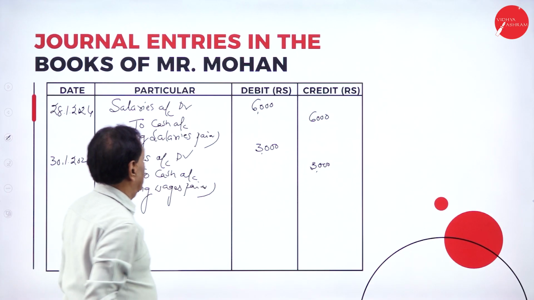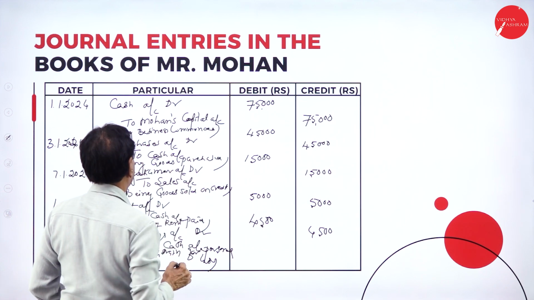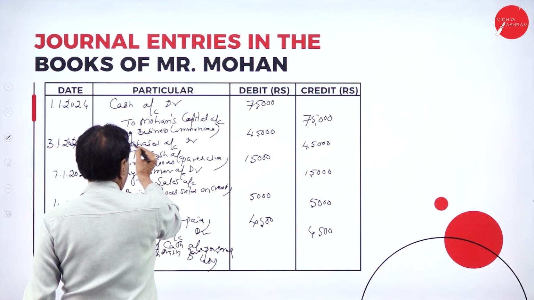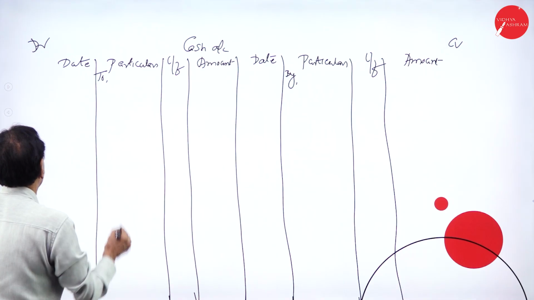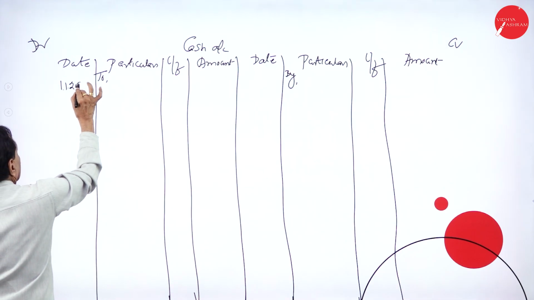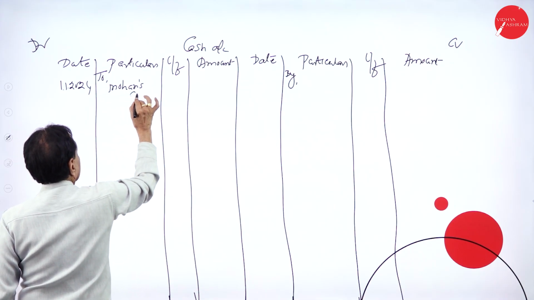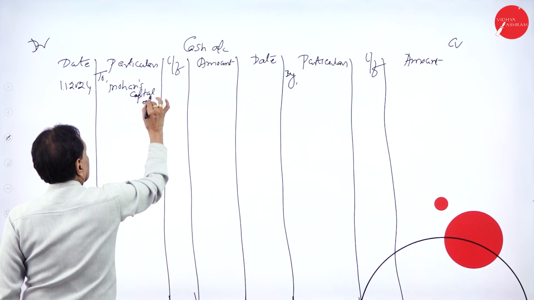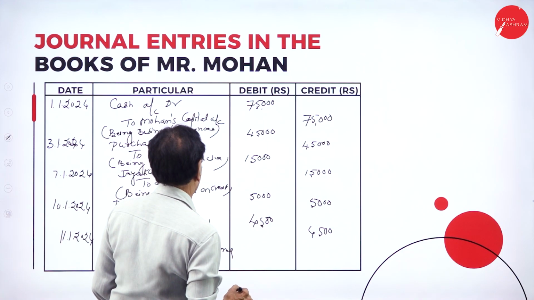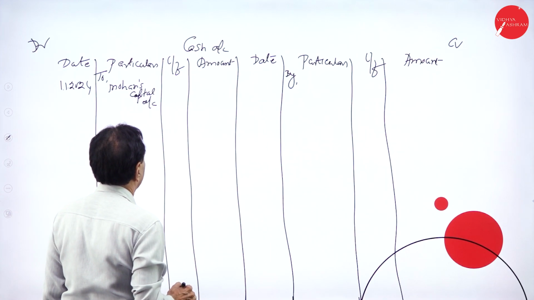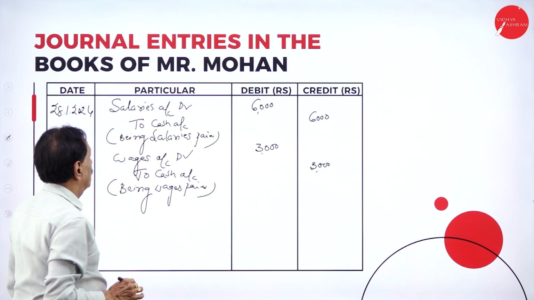Wherever cash comes, we'll start. What is the first entry? Cash account debit to Mohan's capital. We are doing the cash account, so leave the cash. How to write? To Mohan's capital. 1/1/2024, to Mohan's capital account, some amount, 75,000. Wherever cash is, you have to look after that. 75,000. Then one entry over.